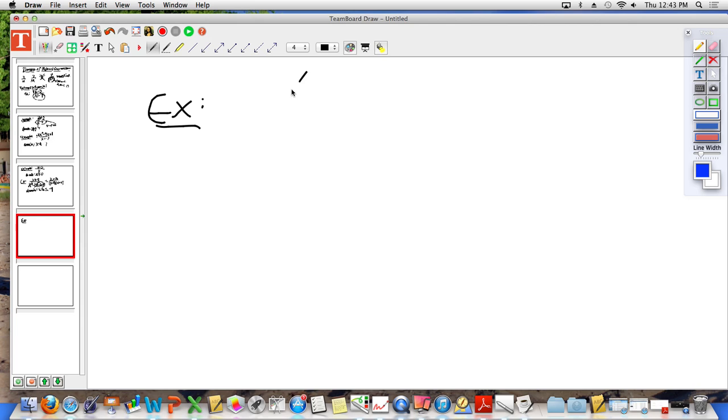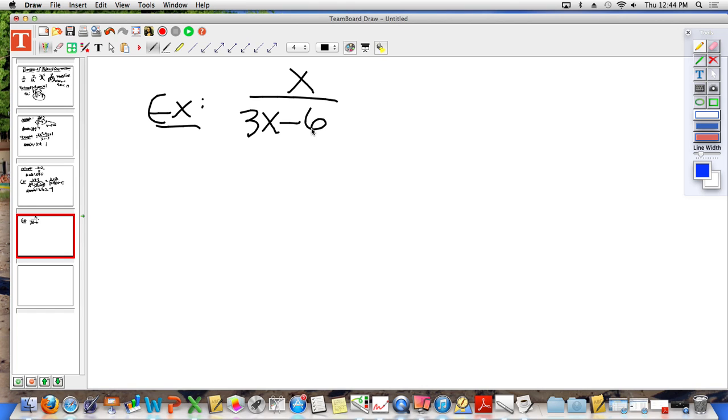Another example. X on the top, and then on the bottom, let's do 3x minus 6. What'd you do? You multiply by 3 and then minus 6 from that. Let's say it wasn't that easy though.